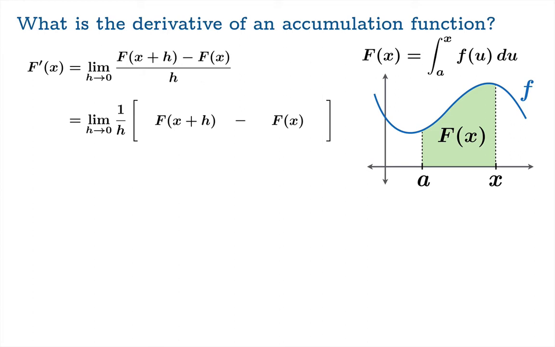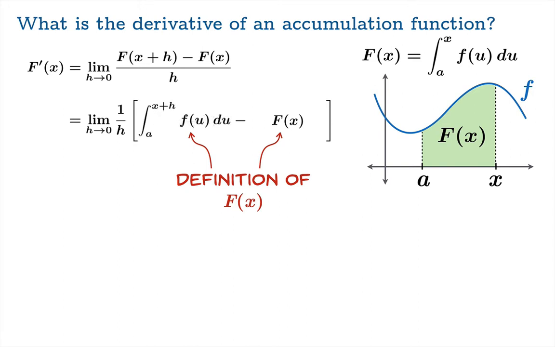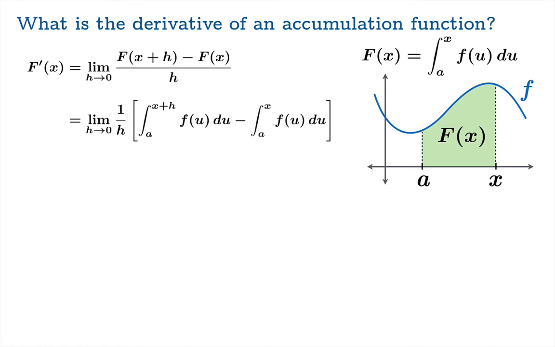And so we're just going to factor out the h from the denominator, and we'll be looking at the limiting value of this expression right here. Now let's plug in the definition of F as an accumulation function. So we're going to have this integral for F of x plus h and this integral for F of x. And now what does this difference really mean? So we can draw a quick picture of this.